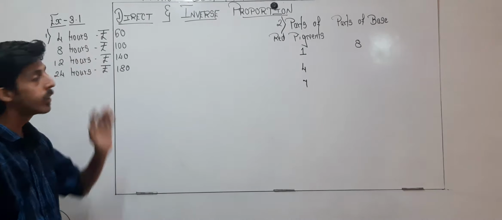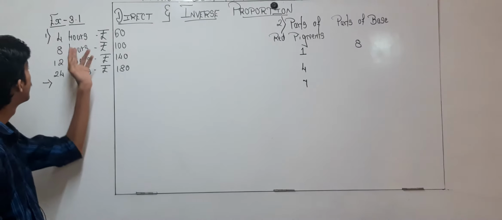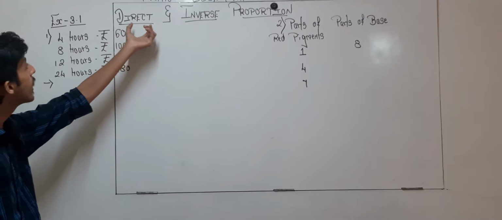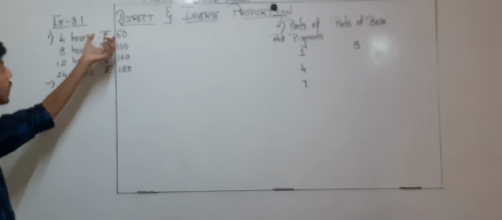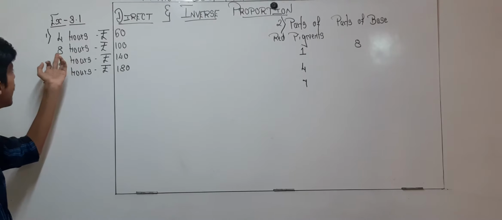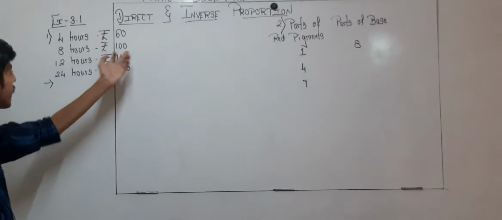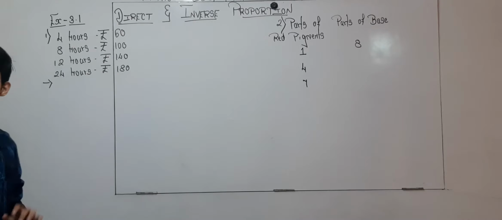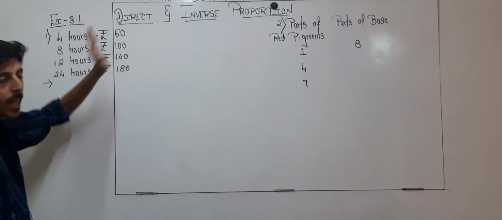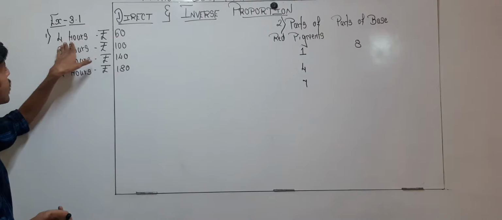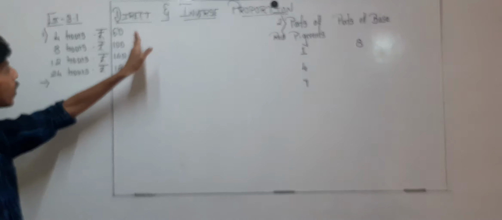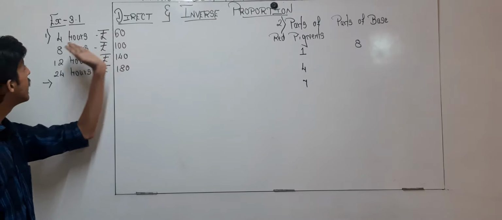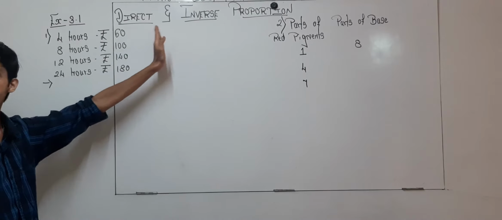Now, starting with question number 1: 4 hours is equal to 60 rupees. In 8 hours you will be getting 100 rupees, in 12 hours 140 rupees, and in 24 hours 180 rupees. Now, what is the concept of direct proportion here? Direct means when the hours are increasing, the amount will also be increasing.